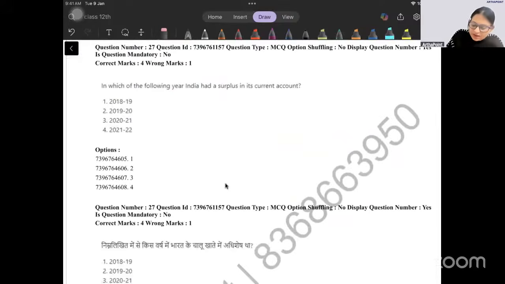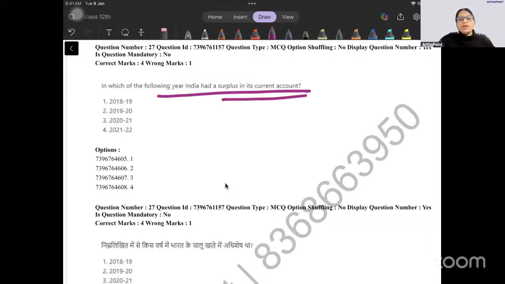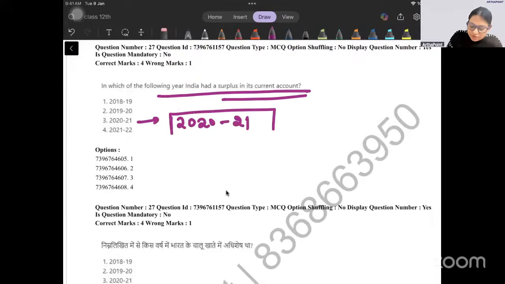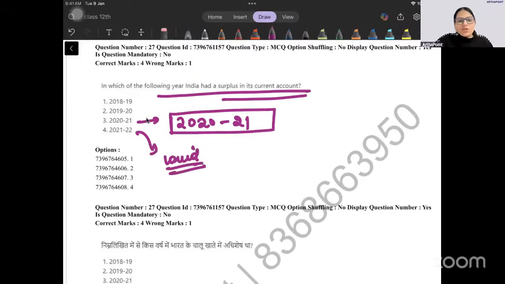Which of the following year India had a surplus in its current account? The year was 2021. Then we had the coming up of COVID. So we could not have a surplus in the current account, but this is the year when we had a surplus, right? Actually, if you notice that, COVID actually hit here only, 2020-21 only. We had something which was called a V-shaped recovery.